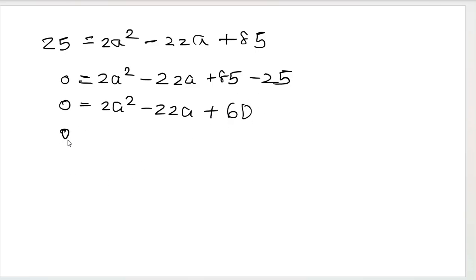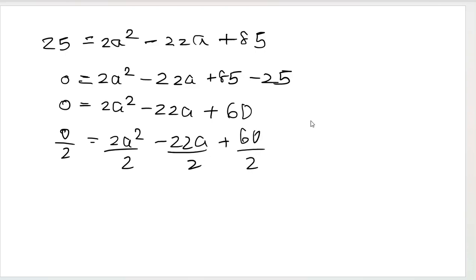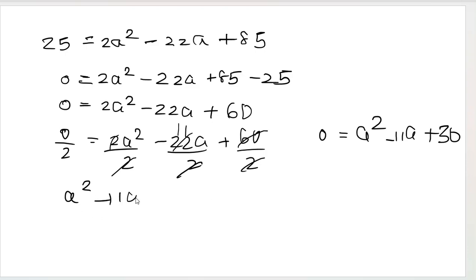Now I divide by 2. I divide 2a square by 2, I divide 22a by 2 and I divide 60 by 2. I'm left with 0 is equal to a square, 22 by 2 gives me 11a, and 60 by 2 gives me 30. So in short I'm left with a square minus 11a plus 30 equal to 0. Basically what I've done is brought this 0 to that side.